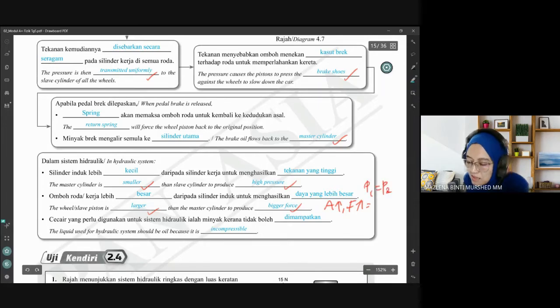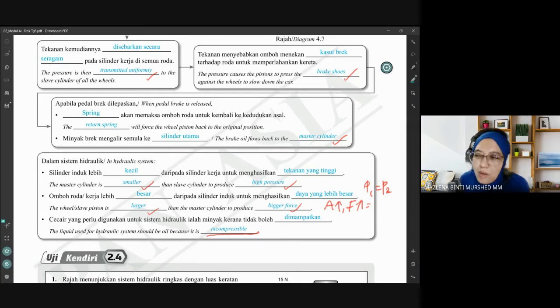Pressure is equal. And then the liquid used for hydraulic system should be oil because it is incompressible. Macam teacher cakap tadi, incompressible. Whereas dia akan distribute the pressure equally efficiently. Bila susah nak compress, dia tak perlulah.